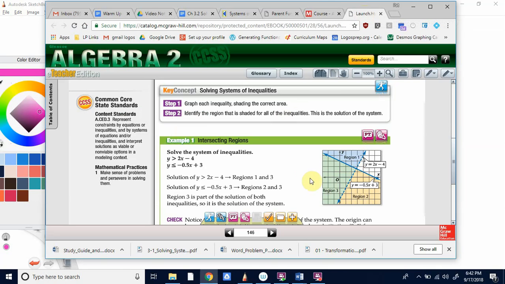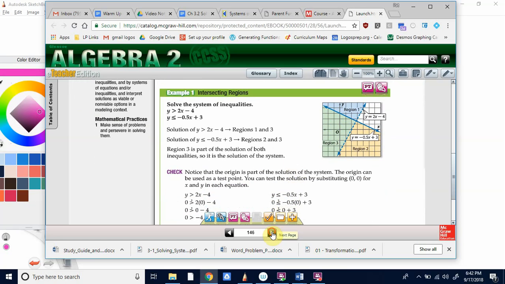So here's what we had for example 1. You notice it's broken down into 3 regions, right? Because you have the intersection of the 2 lines. Region 1 and region 3 were solutions to y equals 2x minus 4. Region 2 and region 3 were solutions to this one. And where did they overlap? At region 3. So that is why that was the solution.